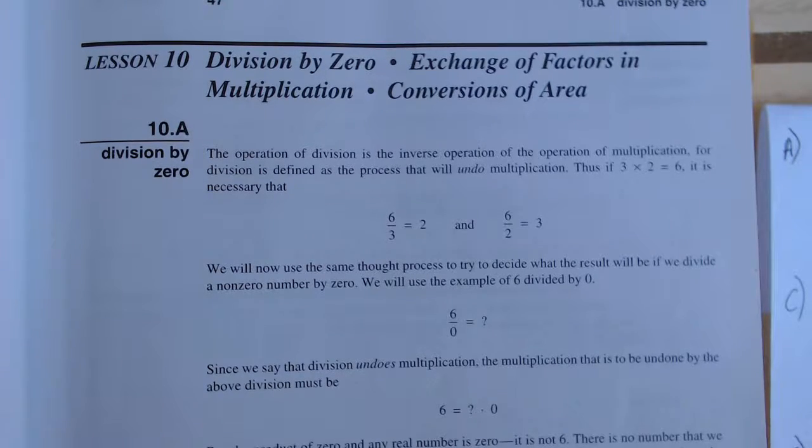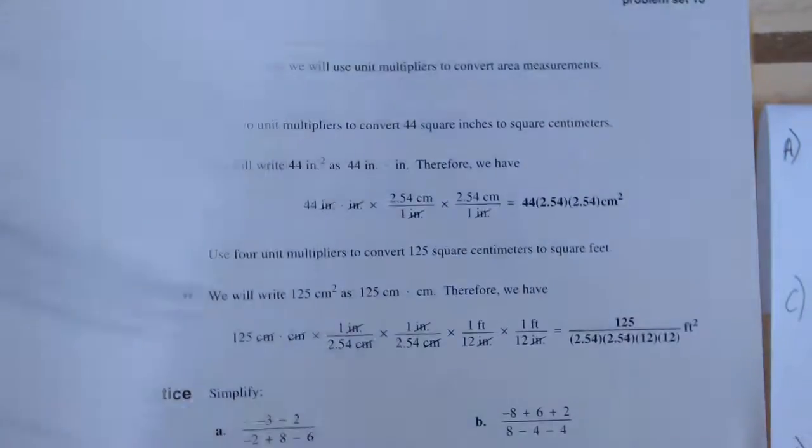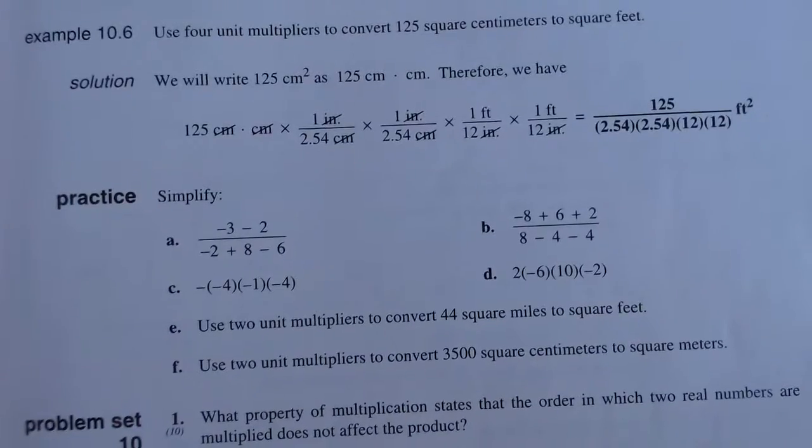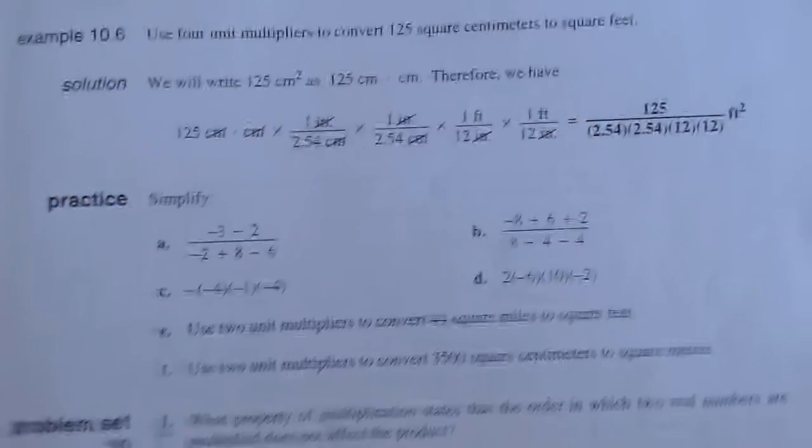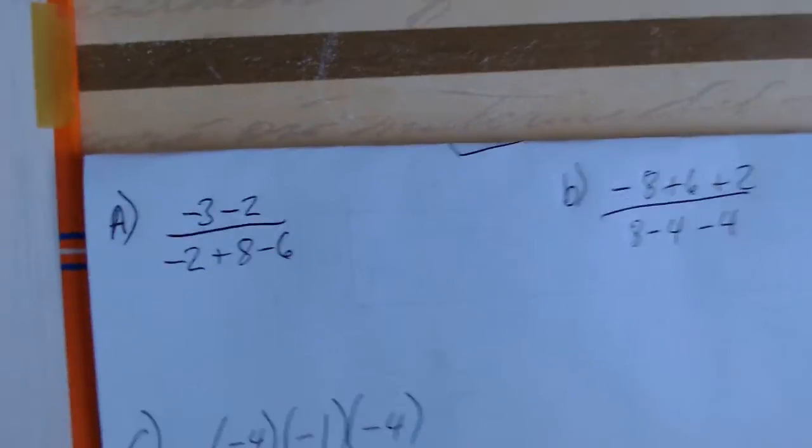Algebra 1, Lesson 10, Division by Zero, Exchange of Factors and Multiplication, and Conversions of Area. So, we're going to start with the division by zero. We're given two complex fractions, A and B, that we have to simplify. So let's go with A.